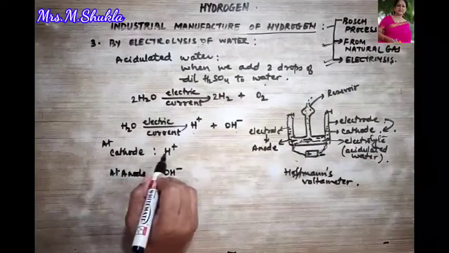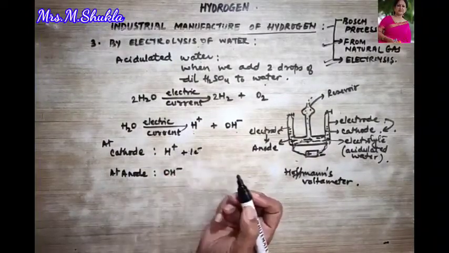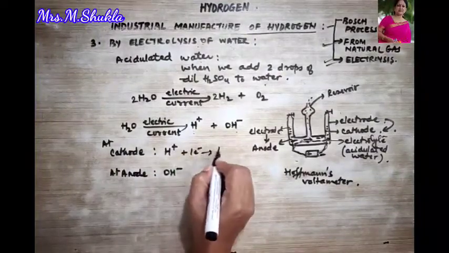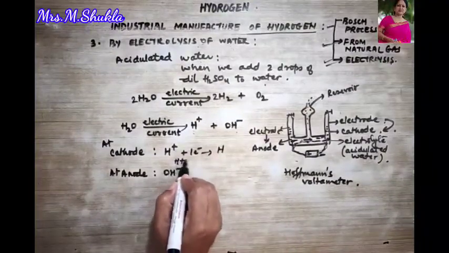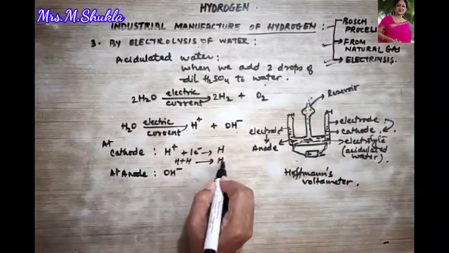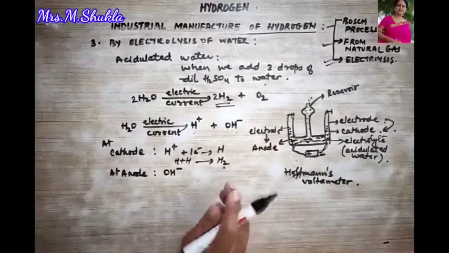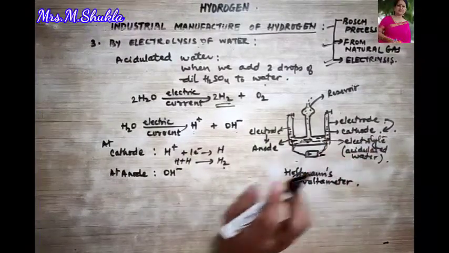Now what happens at cathode? This hydrogen ion accepts one electron and a hydrogen atom is formed. A number of such atoms combine and form hydrogen gas. Is this point clear? And hydrogen gas can be obtained over here.